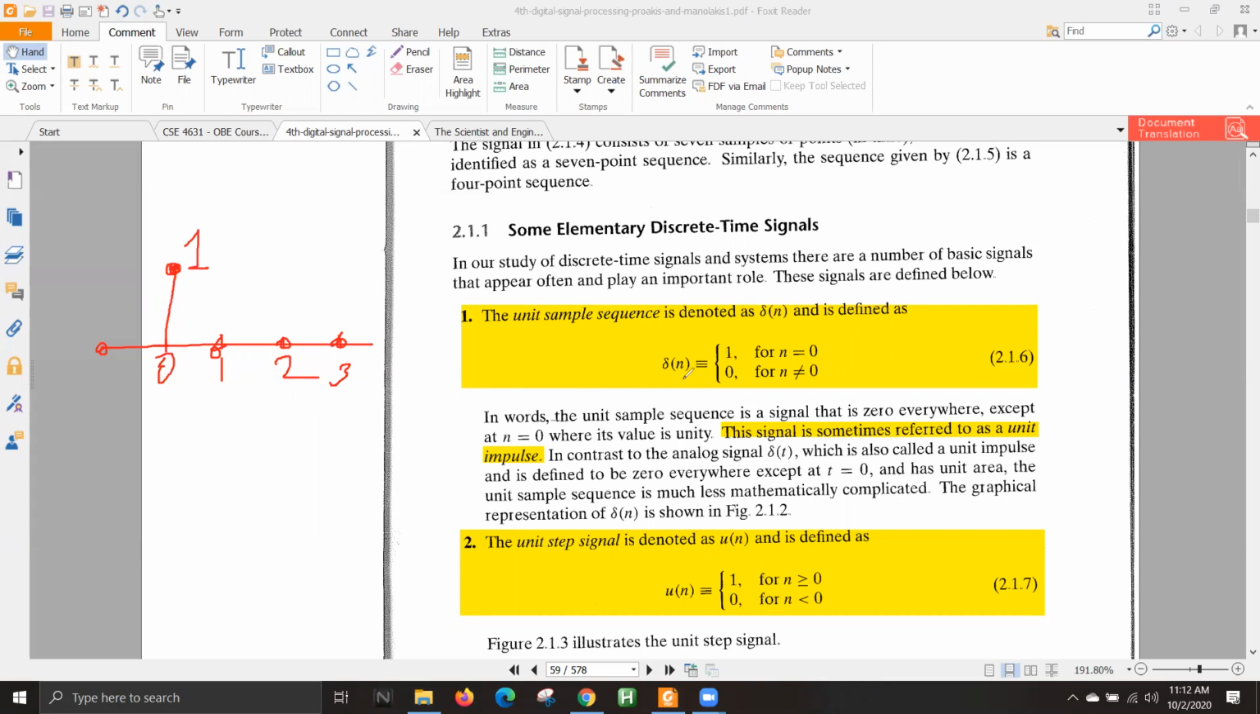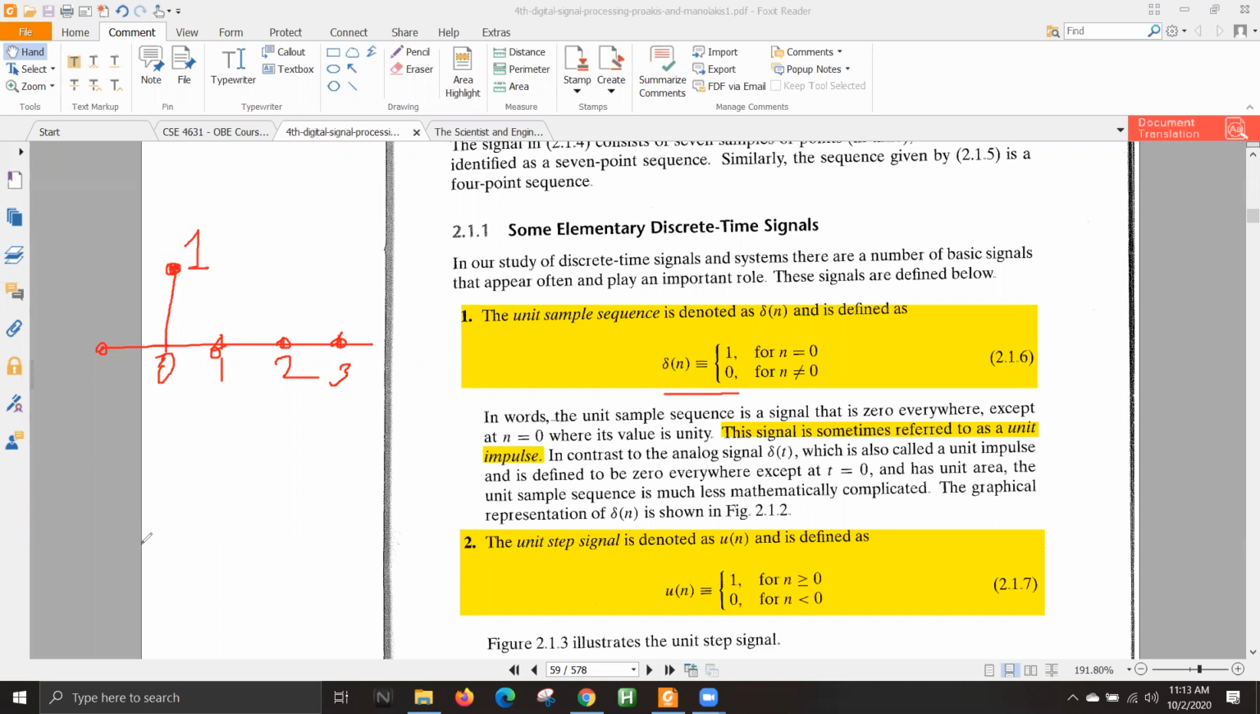All right, and if you represent it in the functional representation, this is how you would represent it. Delta n is equal to 1 for n equals 0, and 0 for everything else. It is known as the unit impulse. And actually, any impulse signal can be represented using this delta function. It will be either a scaled or a shifted version, or both. It will be scaled and shifted.